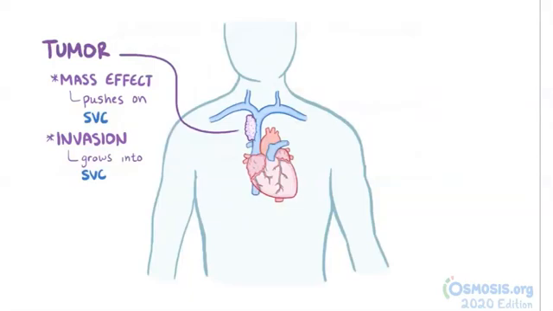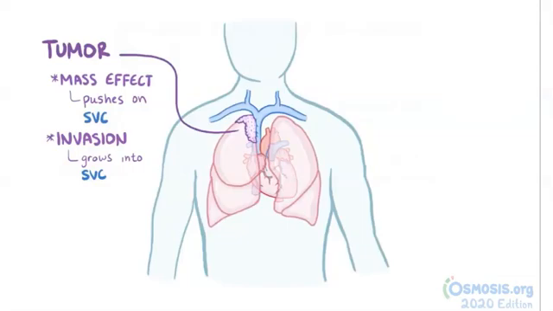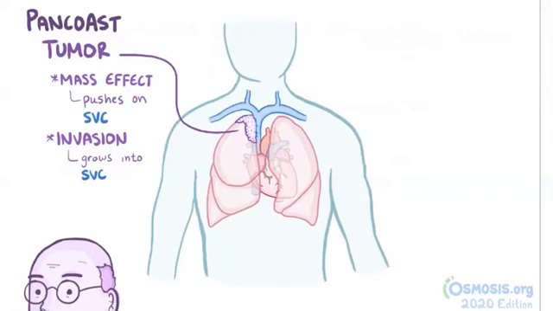The most common type of cancer that does this is a lung cancer, and when it's associated with the apex of the right lung near the superior vena cava, it's given the name Pancoast tumor, after Dr. Henry Pancoast, who first described them.